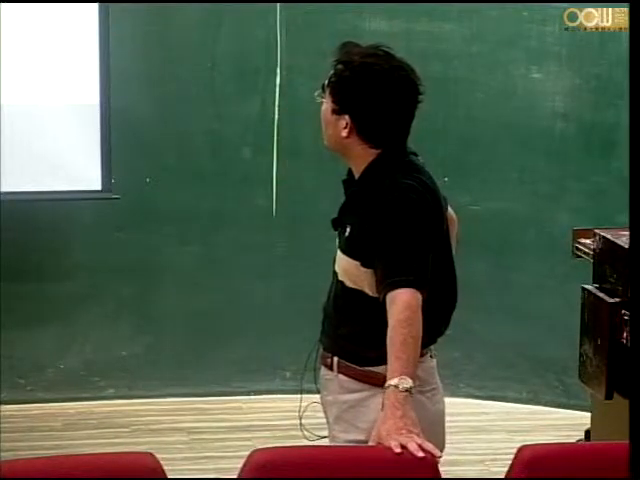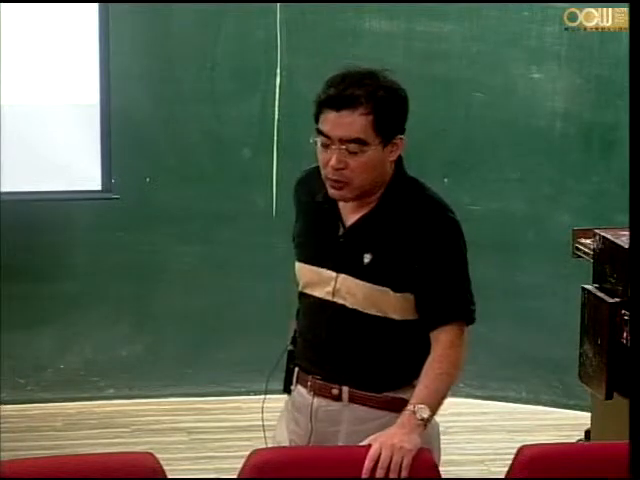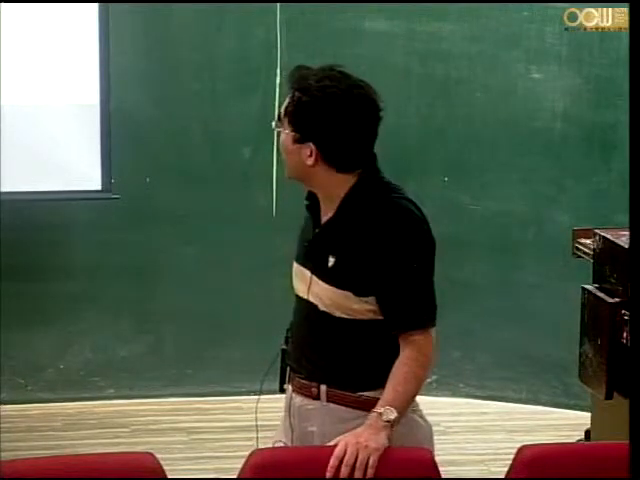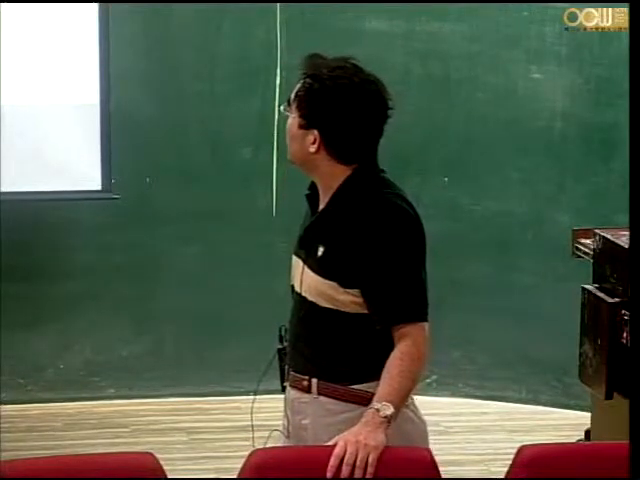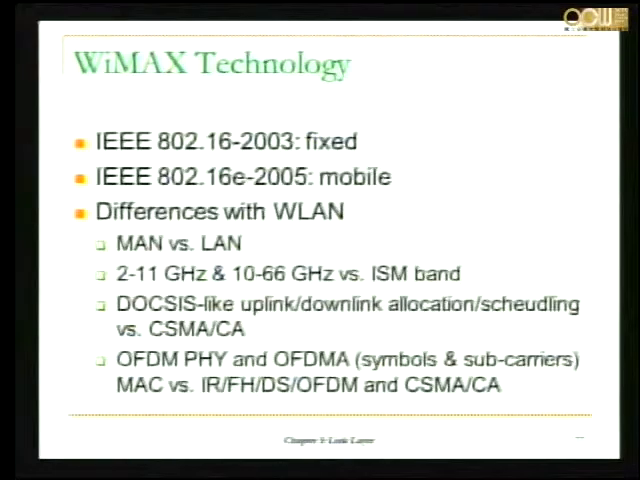Okay. So let's roll back to look at WiMAX, and they have defined two IEEE standards, 802.16-2003 and 16e-2005. The first one is for fixed network, fixed wireless. Another one is mobile wireless.